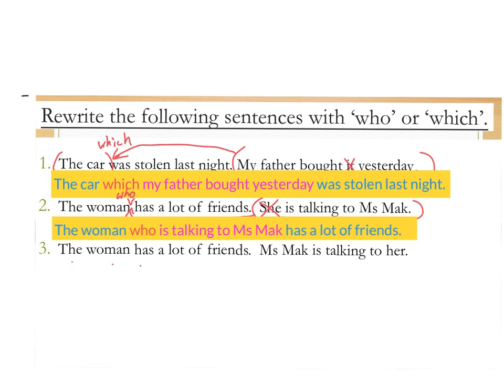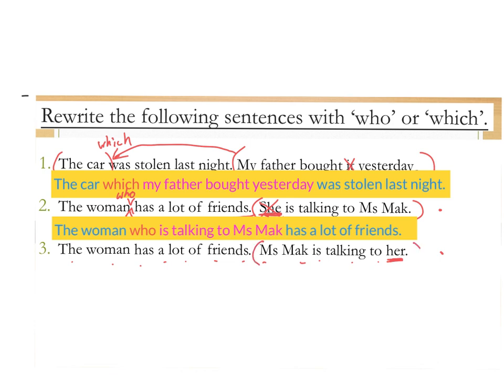So let's look at the next sentence. The woman has a lot of friends. Miss Mac is talking to her. Now pay attention, these two sentences are very similar. But the difference is, in sentence number 2, she is the subject, while in sentence number 3, the woman, that is her, is the object. Okay, pay attention to this. Okay, now let's move on.